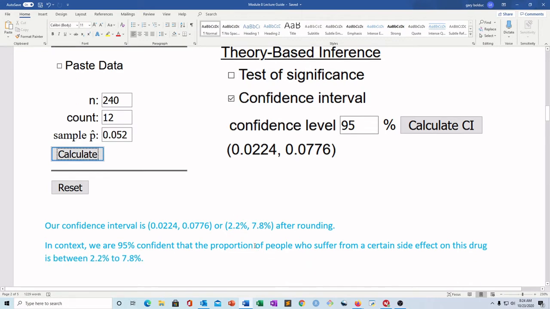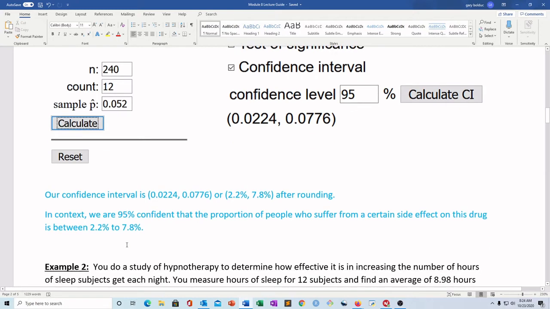It's a little easier to talk about these in terms of percentages when you're doing proportion most of the time, because it's a little easier to talk to someone about a percentage versus a decimal. We are 95% confident, because that was our confidence level, that the proportion of people who suffer from a certain side effect on the drug is between 2.2% and 7.8%. So we think the true percentage of people who are going to get the side effect is somewhere in this range. We don't know where exactly, but we think it's somewhere in here. And we have a 95% confidence with that.